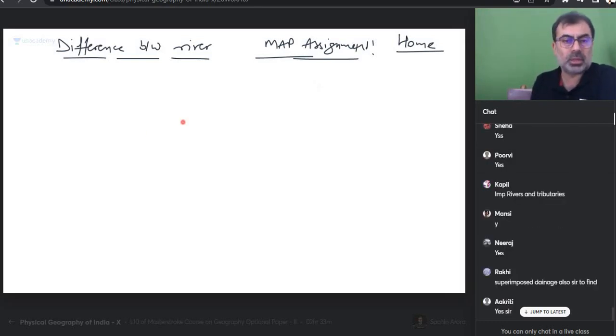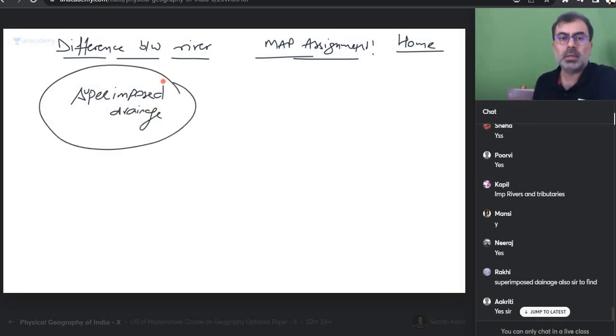Superimposed drainage क्या होता है ये भी पूछा था. What is superimposed drainage? ये क्या होता है जल्दी बताइए. So ये differences between the rivers हमने देख लिया था, Himalayan rivers and peninsular rivers, and then we had the map assignment also. Superimposed. Anyone wants to tell us about superimposed drainage?